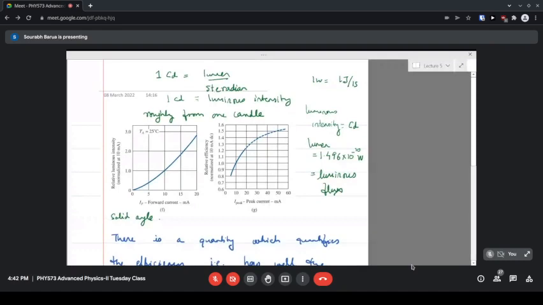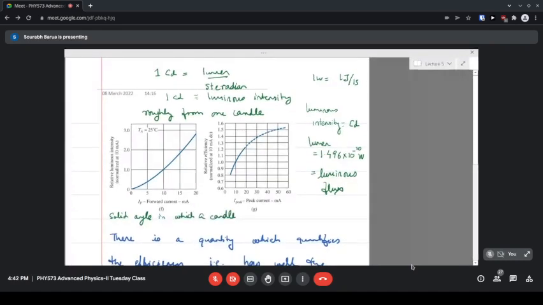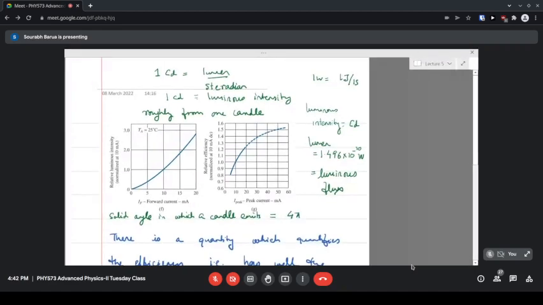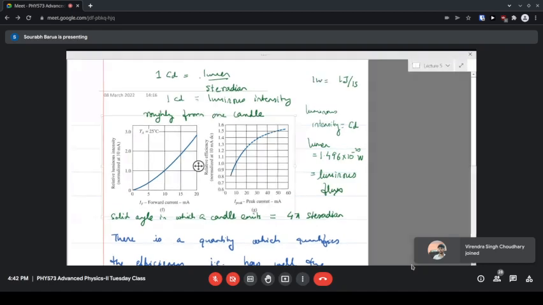Four pi. Yes, right. So a candle emits in a solid angle of 4 pi steradian, right? So 1 candela is being emitted in this 4 pi steradian. Okay, so 1 candela is actually equal to 1 lumen per steradian, all right?